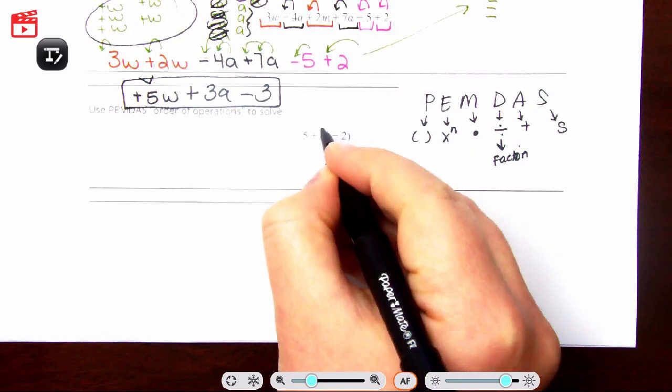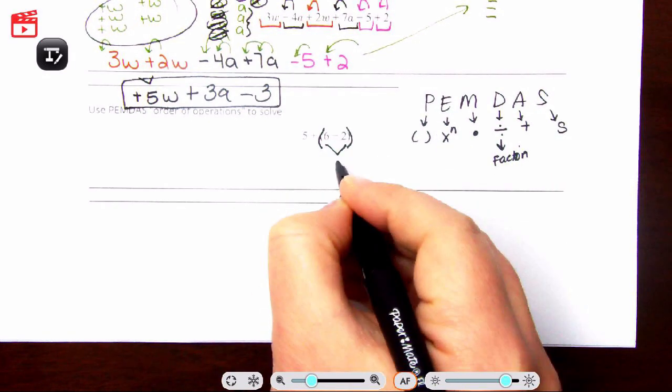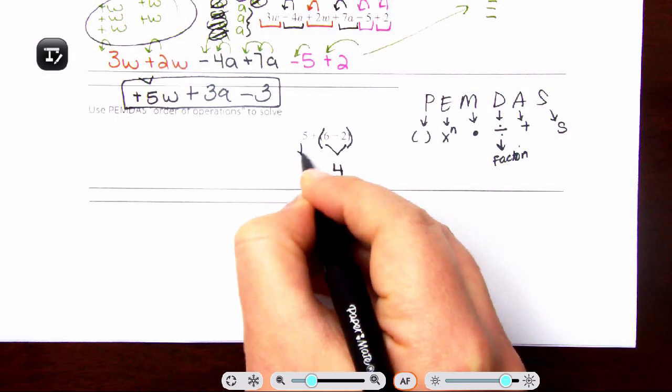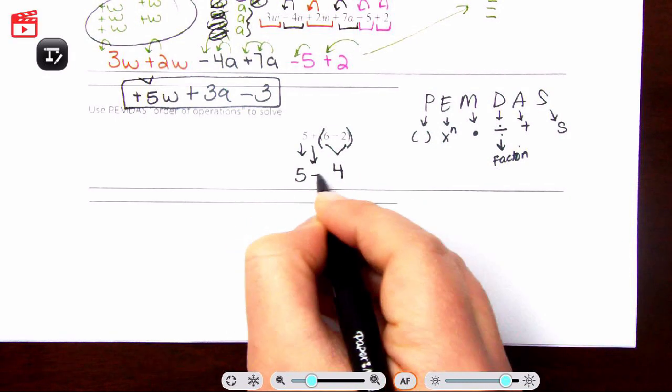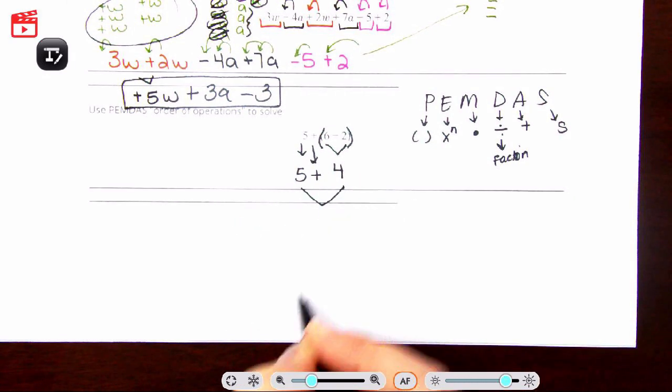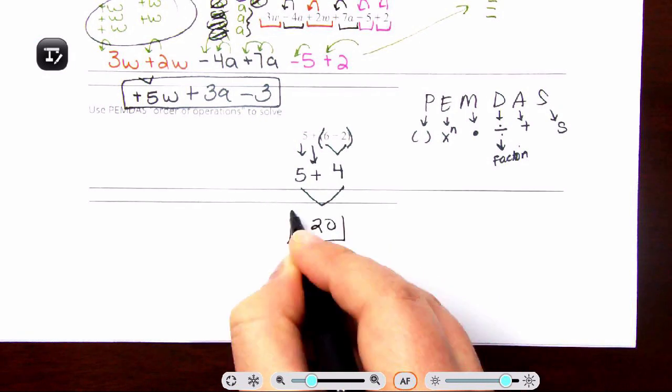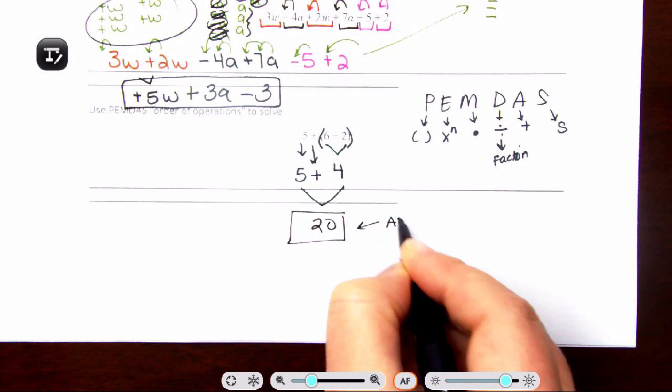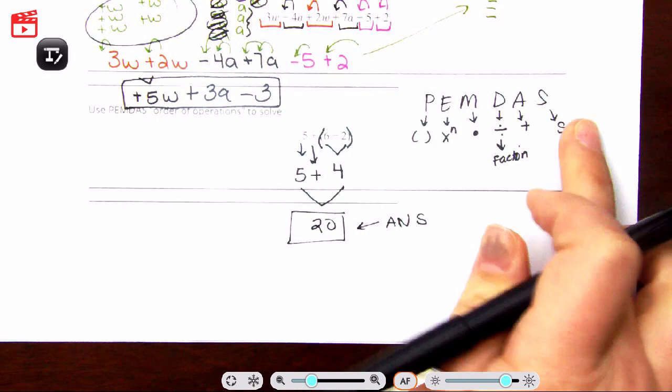All right, so parentheses first. You're going to solve inside the parentheses first. 6 minus 2 is 4. I'm going to bring down the 5. I'm going to bring down the plus. So now I have 5 plus 4. 5 plus 4 is 20, and that is your answer. So this is the order that it tells you to solve these questions in.